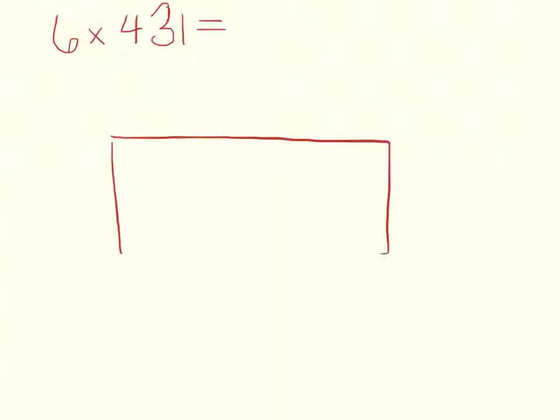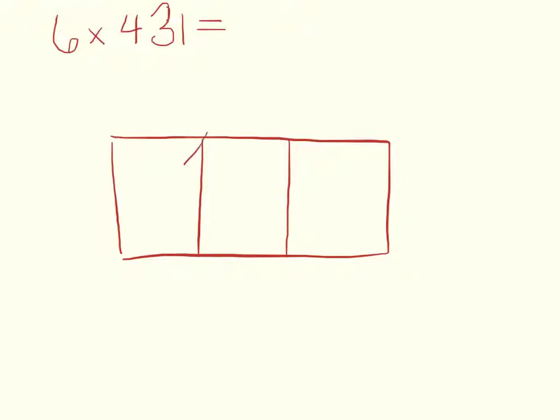Our next problem is 6 times 431, or 6 groups of 431. And we're going to find what that is the same value as, what that equals. And this is a 1-digit by 3-digit problem. So our lattice box is going to be a little bit longer. It's going to have 3 sections in it.